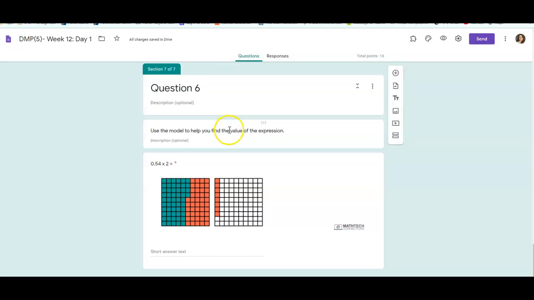And question 6. Use the model to help you find the value of the expression. So if I have 54 hundredths times 2, here's my first group of 54 hundredths. Here's my second group of 54 hundredths. This would be 1 whole, and what do I have over here? Don't forget about your decimal, because these are hundredths. So place value is definitely going to matter, and it's a danger zone that you need to make sure that you move your number over to the hundredths place. So whatever this number is here, you've got to make sure we have a 0 in front of that.